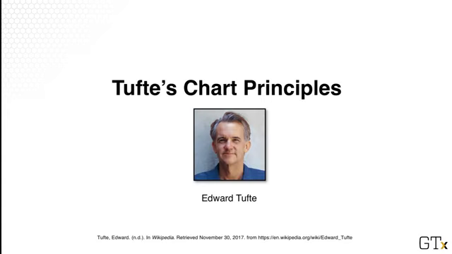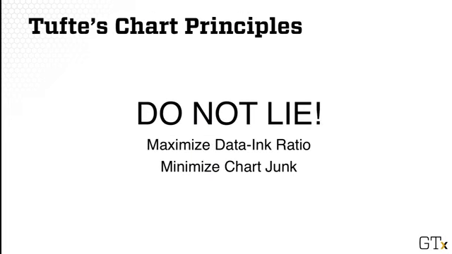So what we saw previously is that there are three kinds of charts that are really effective. But how do we design them? We can follow Tukey's chart principles. This is probably the second time, and you'll see him a lot more, that we see Tukey. So what are the principles? The very first one is what we call do not lie. The second is to maximize the data-to-ink ratio. And the third is to minimize chart junk.